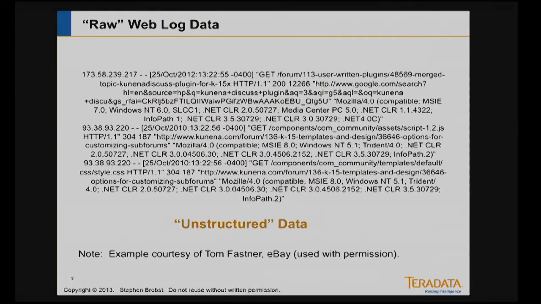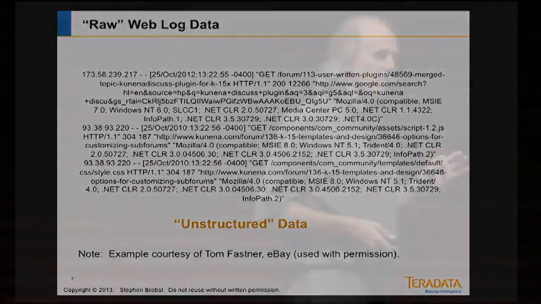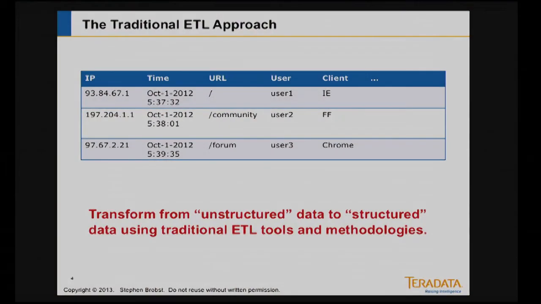All data has structure. Right? Unstructured data is a term that relational database bigots use to describe data they don't understand because they can't put it in a square. Okay? All data has structure. The problem is that in traditional data warehouses, we try to add the structure at load time through our ETL processes.